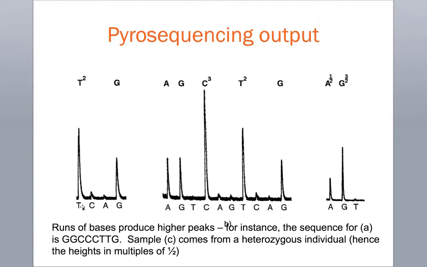And this is what you see. For example, here we added T, so it made the T. If it's a higher peak, for example, here you see the highest peak for T because it was two T's. Here was even higher because it was three C's, and so on. All right, so this is pyrosequencing. I uploaded a very nice video of how the whole thing works. Please watch the video also.